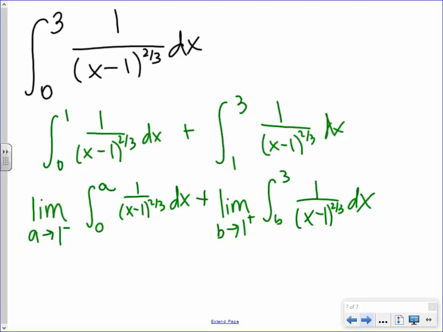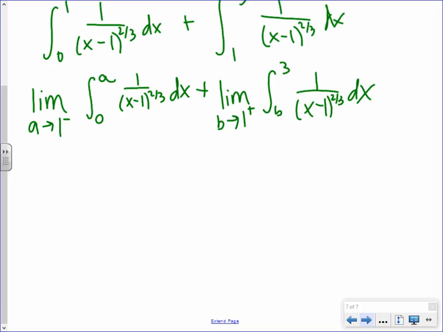They have to be different variables. Yes, that is a great question. They do have to be different variables.